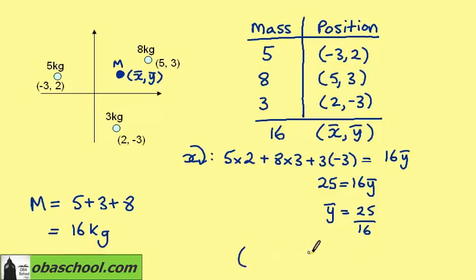So our centre of mass is going to have coordinates 31 over 16 and 25 over 16.